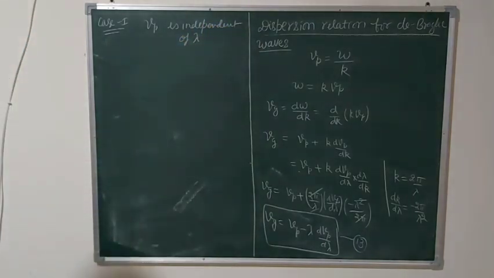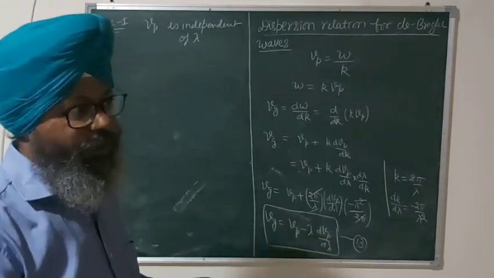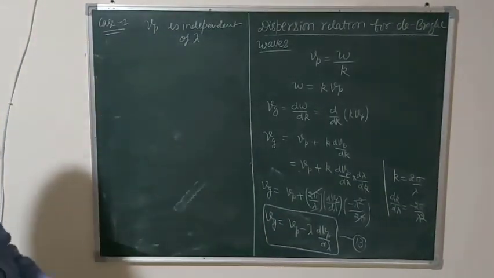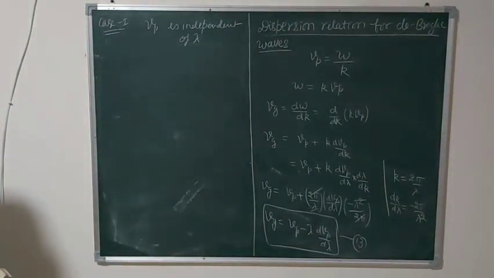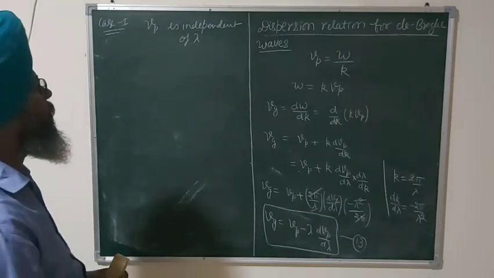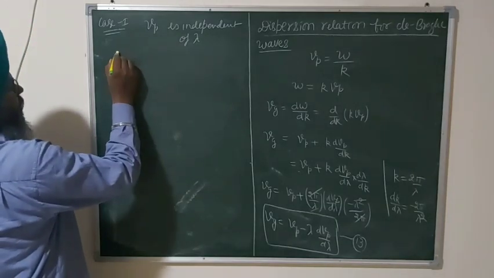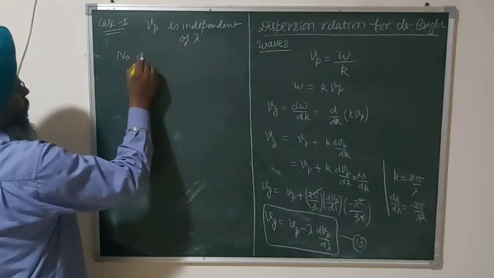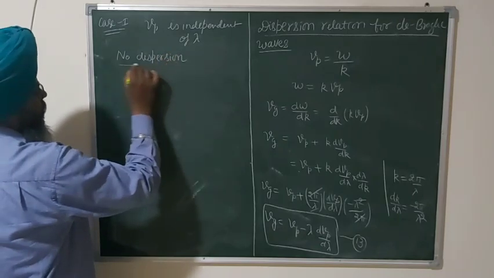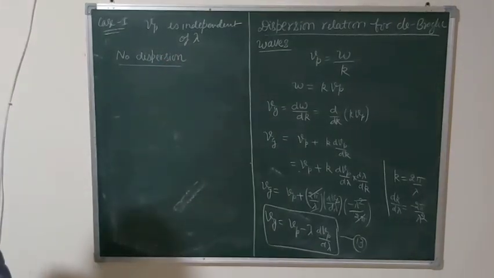So I have already discussed with you that in case of dispersion, speed becomes a function of wavelength. Now what is case 1 describing? It is saying that velocity Vp is independent of lambda. It means all de Broglie waves of different wavelength will travel with the same speed. It means I am discussing the case of no dispersion at all. It's just my assumption that de Broglie waves are not showing any kind of dispersion.